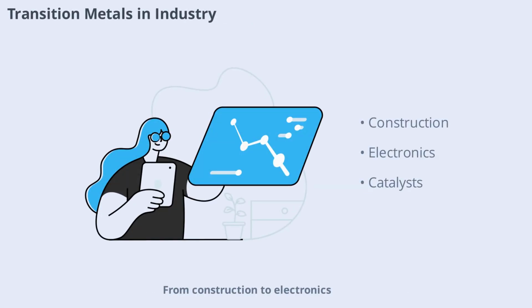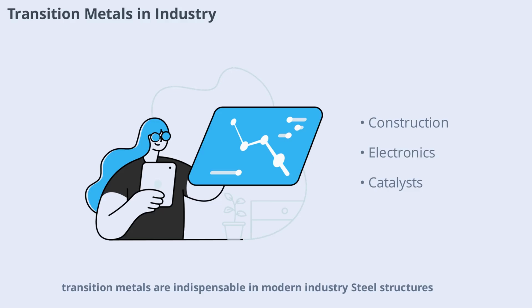From construction to electronics, transition metals are indispensable in modern industry. Steel structures, copper wiring, and platinum catalysts are just a few examples of how these elements support technological advancement. The unique combination of strength, conductivity, and reactivity makes them irreplaceable in countless applications.